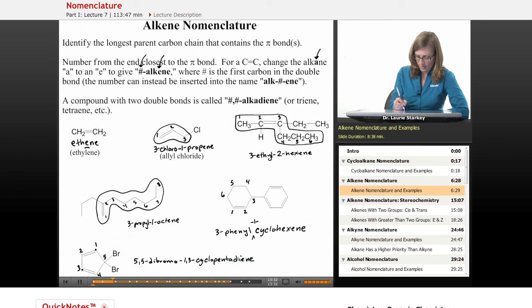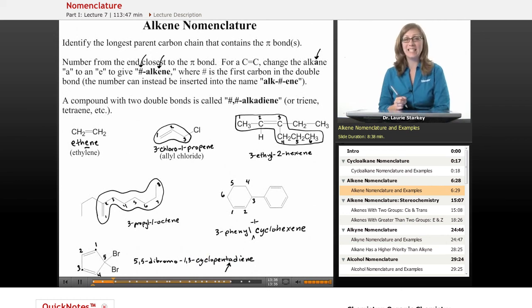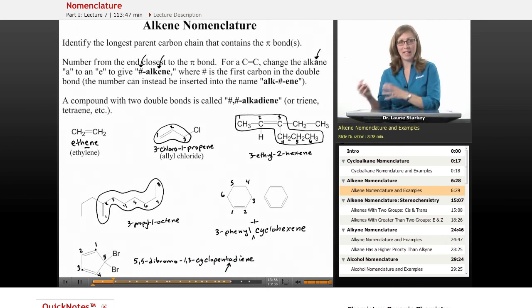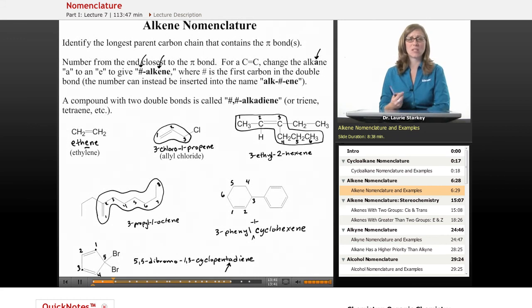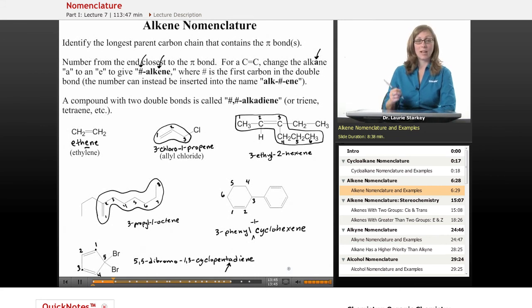Notice we stick that E back in. It would be called cyclopentene, but when we have the diene or the triene, we put the A back in just because it's easier to read that way. So it's called cyclopentadiene or hexadiene or some such thing.